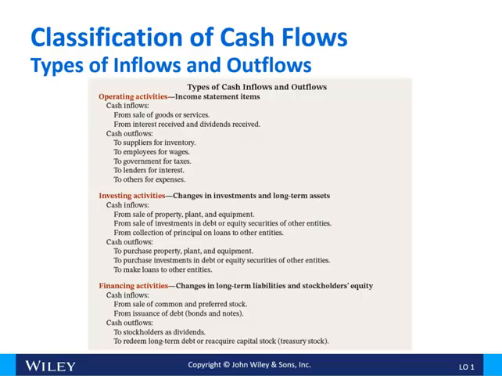And then financing activities, it's changes in long-term liabilities and stockholders' equity. So if we sell common and preferred stock, if we issue debt in the form of notes payable, bonds payable, that type of thing, the cash inflows will show here. Cash outflows, it would be paying dividends to our stockholders, if we redeem long-term debt or reacquire capital stock, the treasury stock that we talked about in the previous chapter, those cash flows would show up in the financing section.